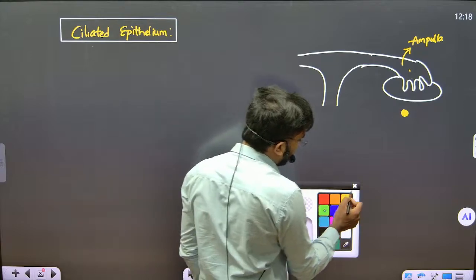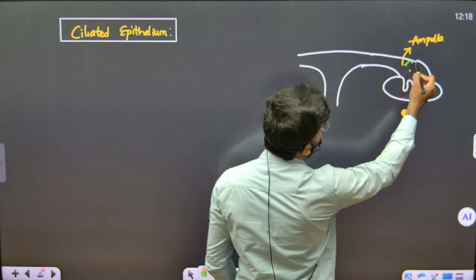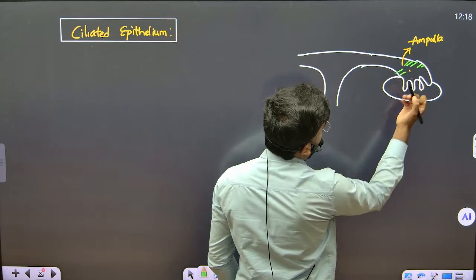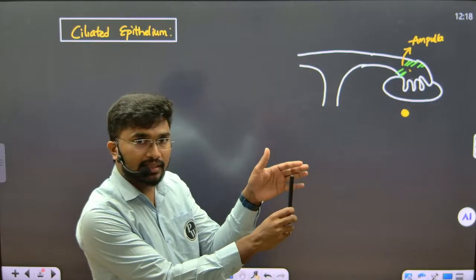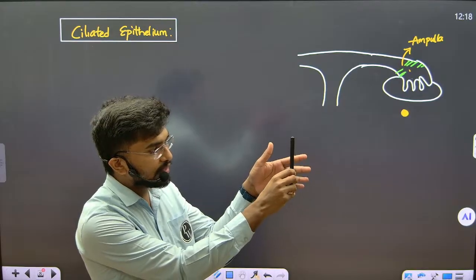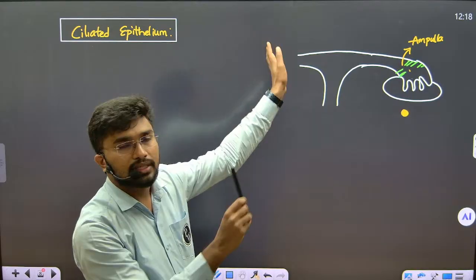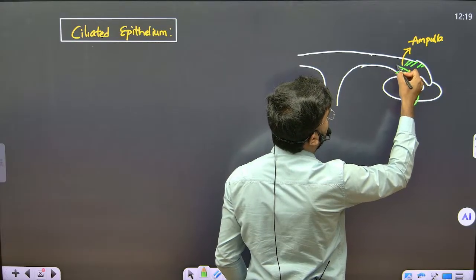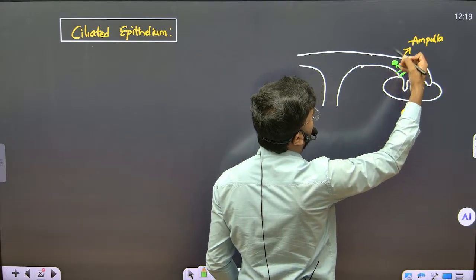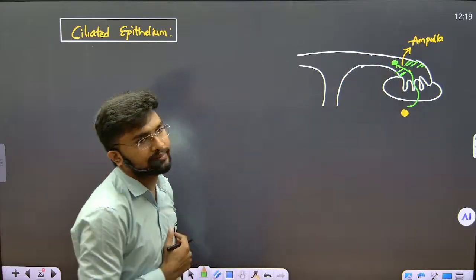What is that epithelium? Ciliated epithelium. Here cilia are present. The cilia will move in a direction. As they are moving in a direction, this secondary oocyte will be moving in the opposite direction. As a result, the secondary oocyte ultimately reaches a location. This is called the ampulla. Fertilization takes place here.